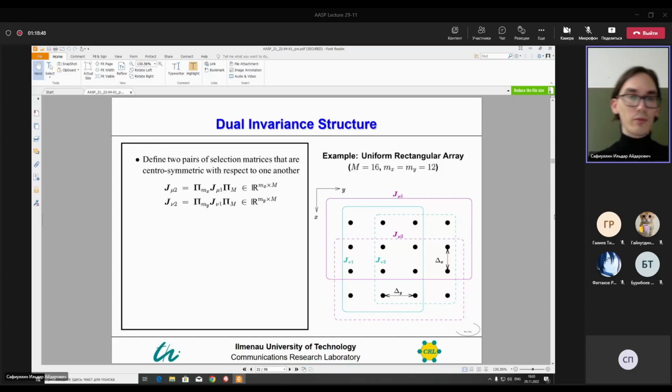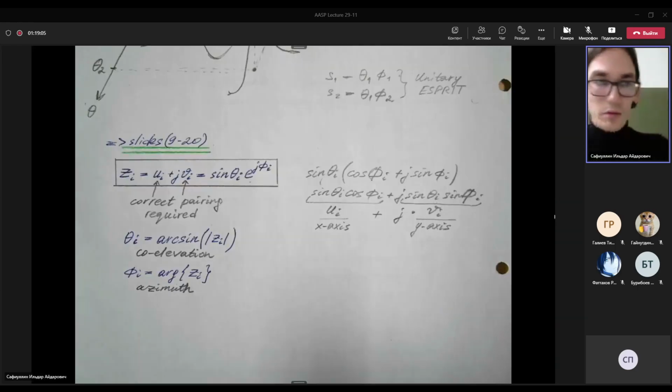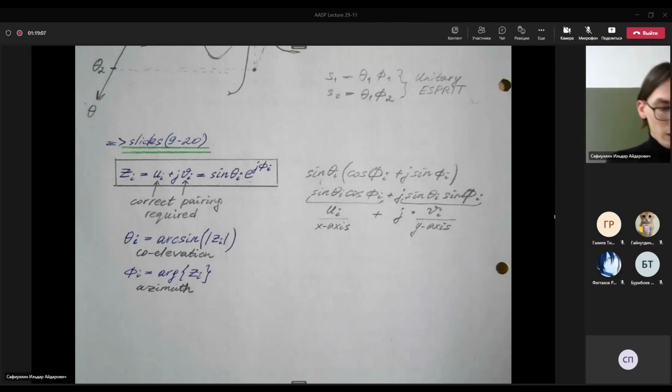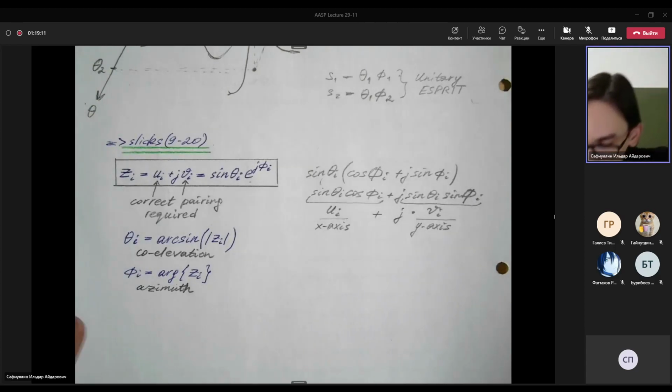So let's calculate all these things in our notebooks, and then we will continue with these slides. So let me switch here first, then let's switch here. So here we have slides 21 up to 25.